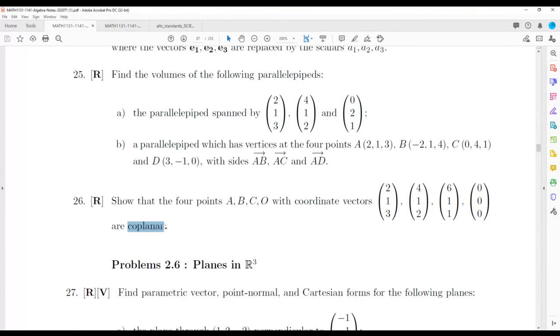Liam's sort of a step ahead here with his comment. You're absolutely right, Liam. If 4 points are coplanar, then the box that sort of connects those points has volume 0, right? So let me show you how it all works. Let me share my screen with you.